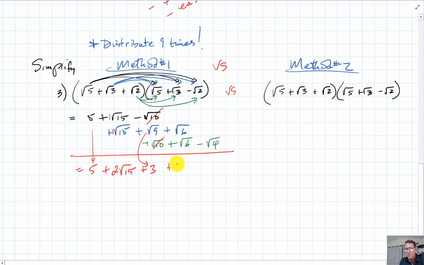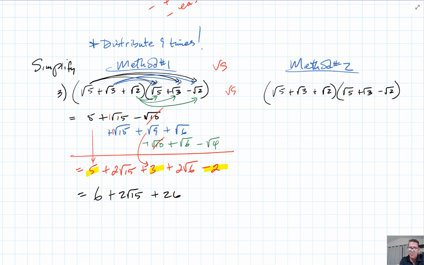This will give you a 2 rad 6 because there's 2 of them, and then a minus 2 because root 4 is 2. Now you have to simplify. So 5, 3, and a minus 2. 5 and 3 is 8, minus 2 is 6. So I get 6 here, plus 2 rad 15, plus 2 rad 6. There we go. And these are unlike roots, so you're done. Cannot simplify any further.